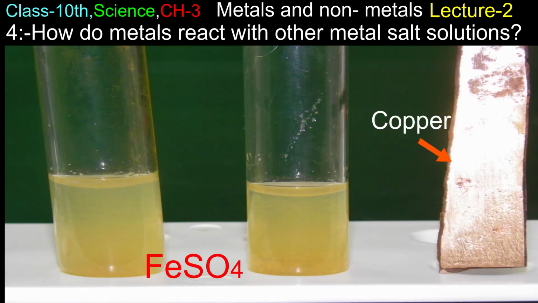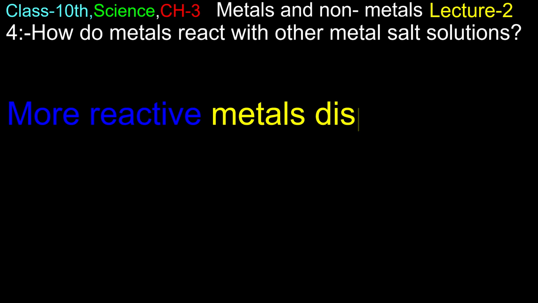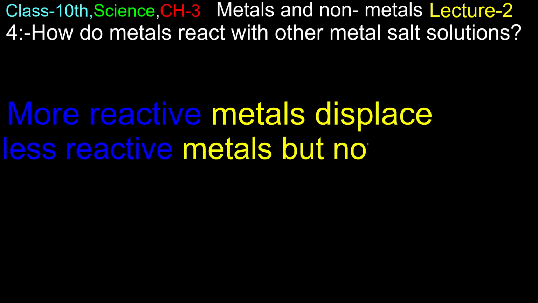But on this copper metal piece that was put in the ferrous sulfate solution, you can see that it is still shiny and nothing has happened with it. That means copper cannot displace iron from iron sulfate. In such displacement reactions, more reactive metals displace less reactive metals, but not vice versa.